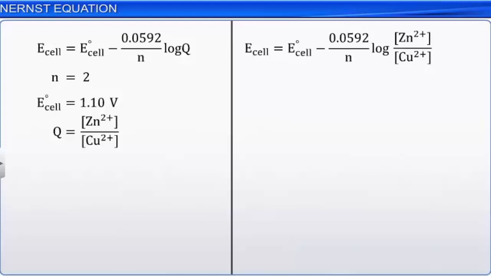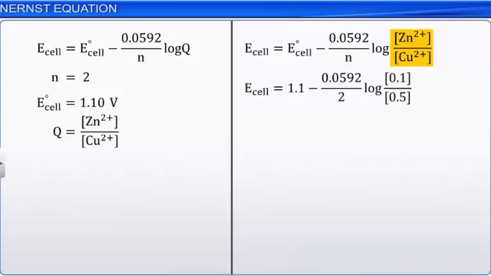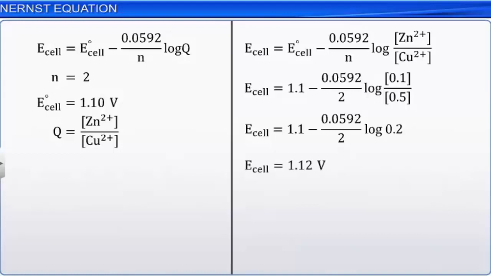From here, we can substitute our values for E naught, n, and the ion concentrations into the Nernst equation. The ratio for Q can be simplified as 0.1 divided by 0.5 equals 0.2. Now, it's a matter of simplification of the expression. E cell is equal to 1.12 volts.